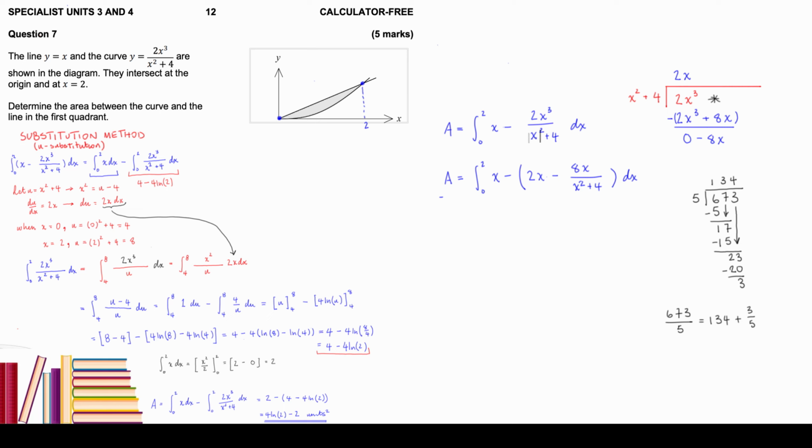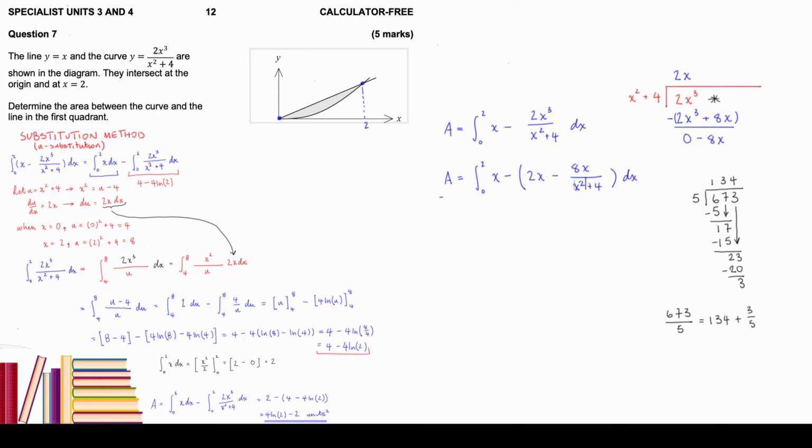2x cubed divided by x squared plus 4. Well, it goes evenly 2x number of times, which is here. So that 2x is the equivalent to the 134, the even amount of times it goes in. And then it has a remainder here of negative 8x. So the negative 8x, the remainder, which doesn't go evenly, is then divided by the denominator, which is what we did here as well. The remainder was 3, which we then divided by 5. So we divide the negative 8x by the original denominator, and that's how we end up with this part.